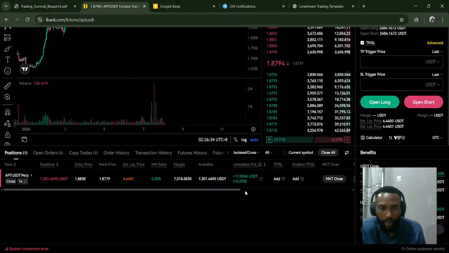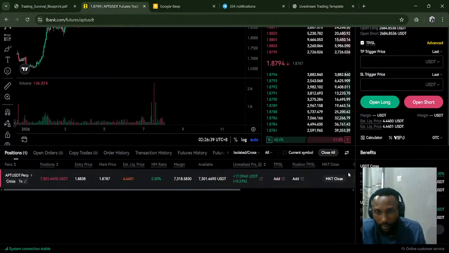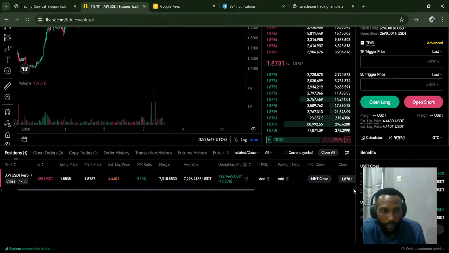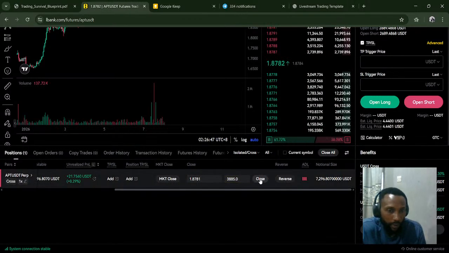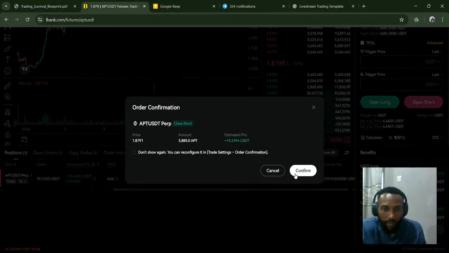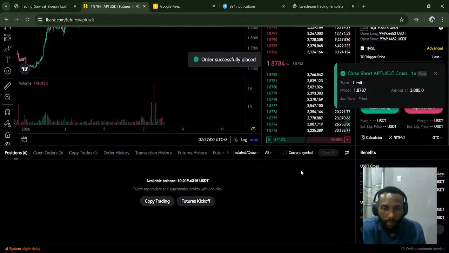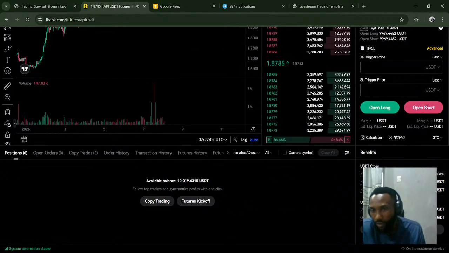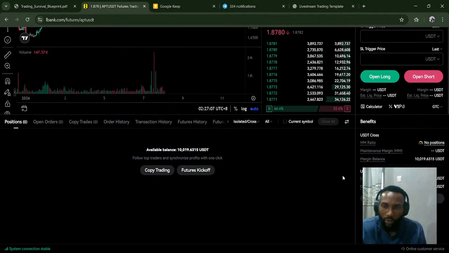For now, I think I'll just have to close this. Let me close this in profit. We already made some profit. Close short, confirm. So I made some profit. Once I do a proper analysis tomorrow, I'll show you guys what to do and how we can run this more.